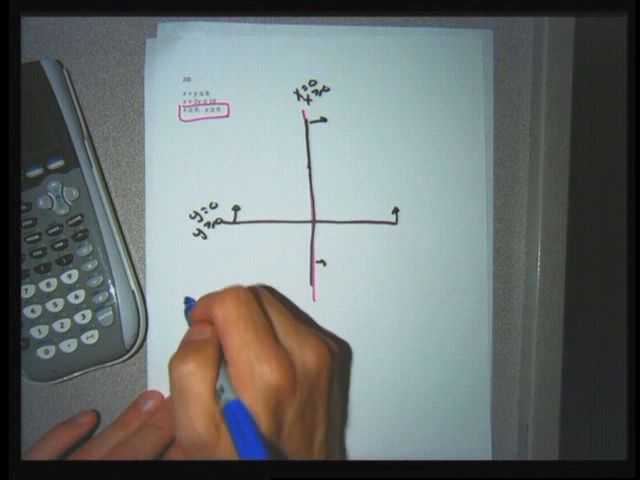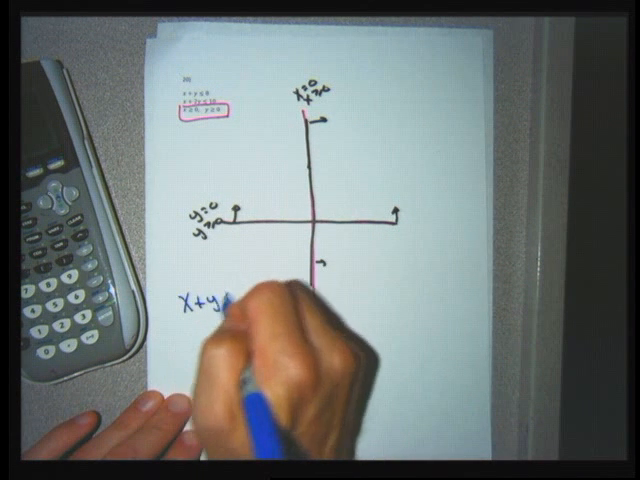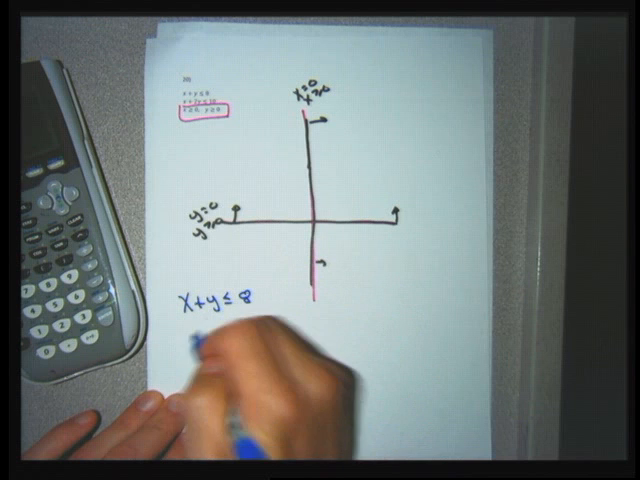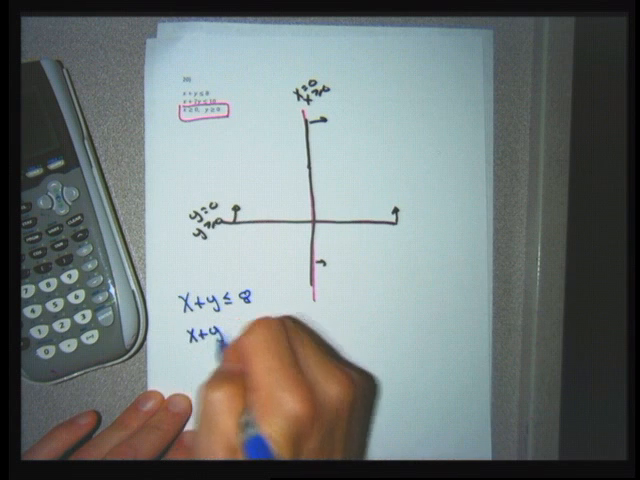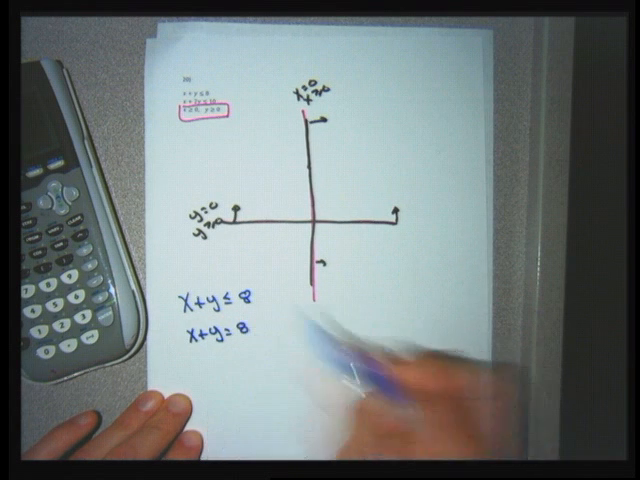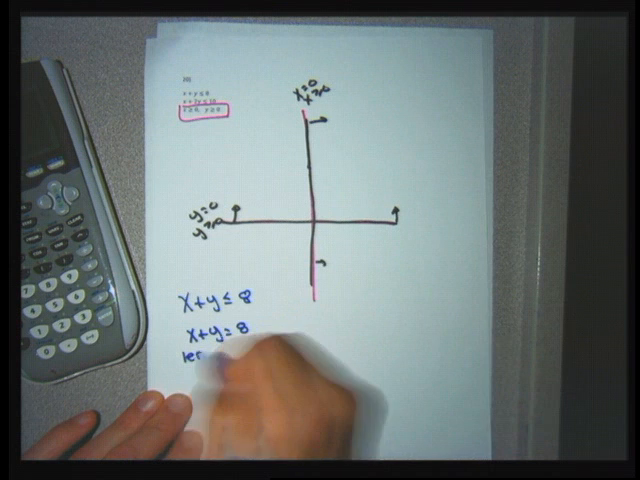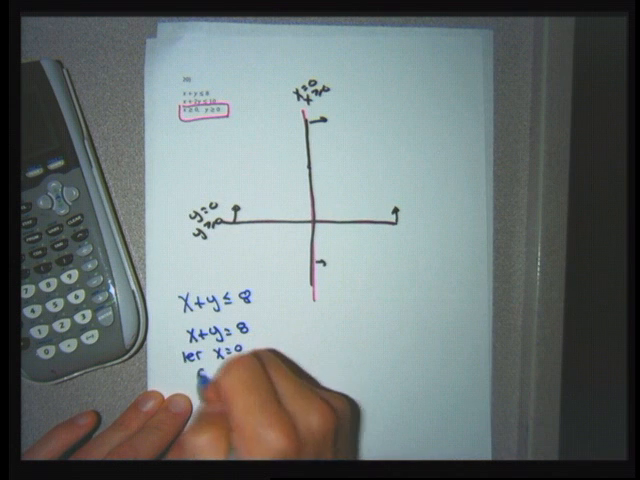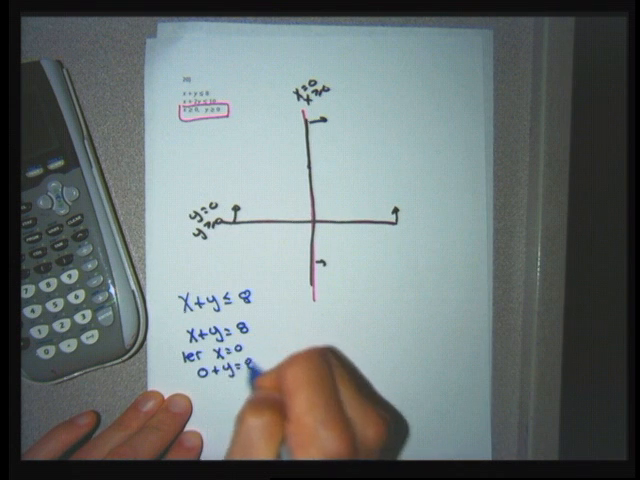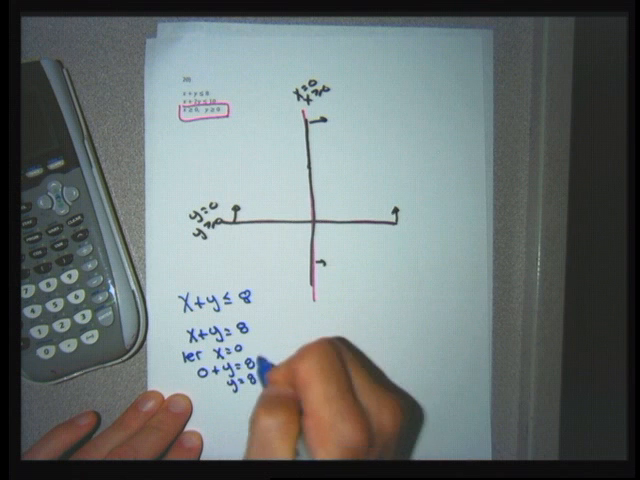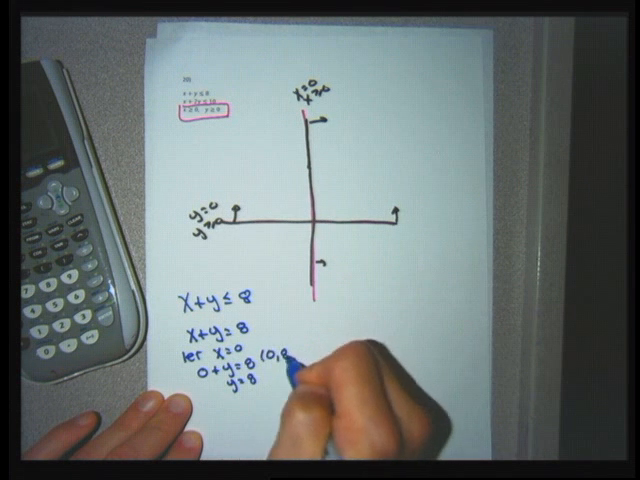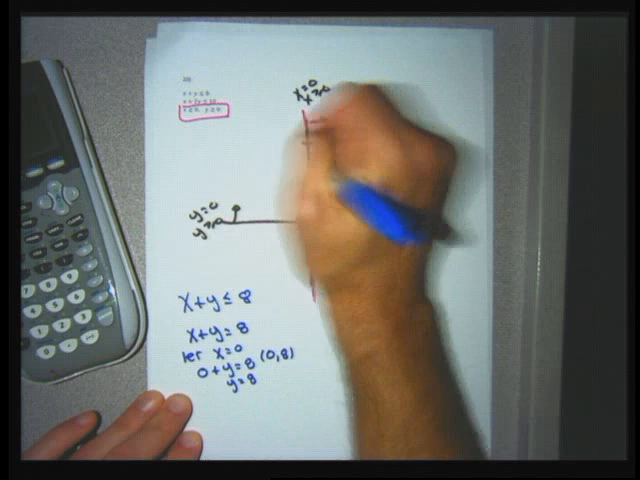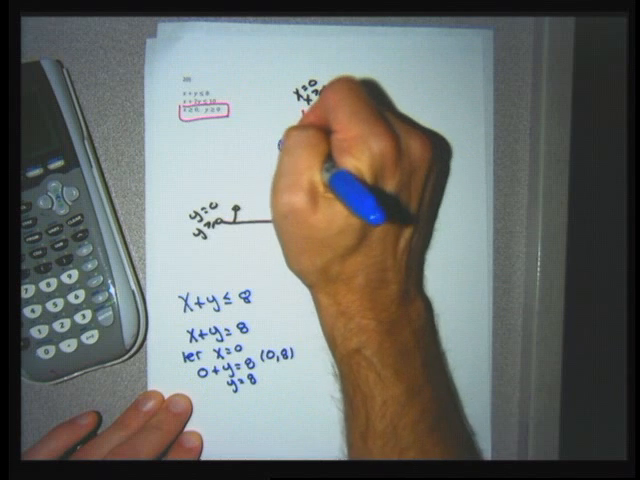Now I'll work with x plus y is less than or equal to 8. I'll find both the x and the y-intercepts of the line x plus y equal to 8. If I let x be 0, I get 0 plus y equal to 8. That gives me y equal to 8. That's going to give me the point (0, 8), and I'll just guesstimate that. That looks like (0, 8) to me.